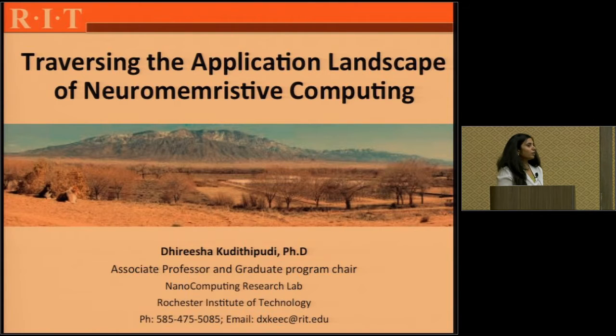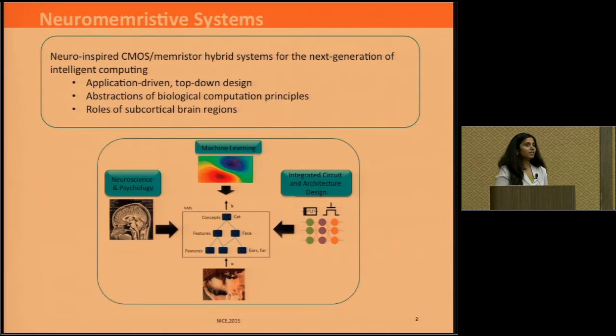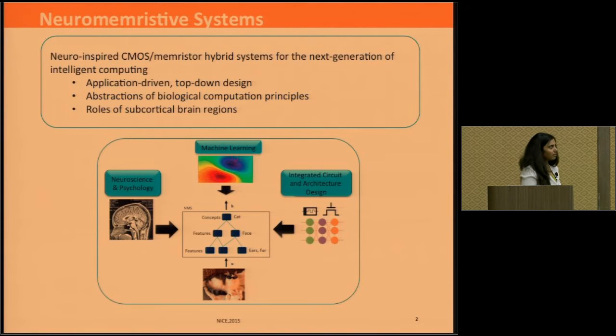So just to give a quick overview of what neuromemristive systems are, these are neuro-inspired CMOS memristor hybrid systems. The approach is slightly different from the traditional Mead approach of neuromorphic. It is more application driven. We focus on top-down design. The design methodology itself could be mixed, top-down or bottom-up, but from a high level it is application driven, and we abstract the biological computational principles, not mimic them. And we also imbibe some roles of the subcortical brain regions.